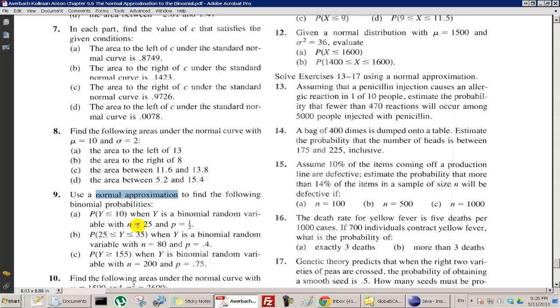Then you take a normal curve. You have to get the mean, which is given by, again, np, and you'll need the standard deviation, which you can get as the square root of npq, and go through all the steps.